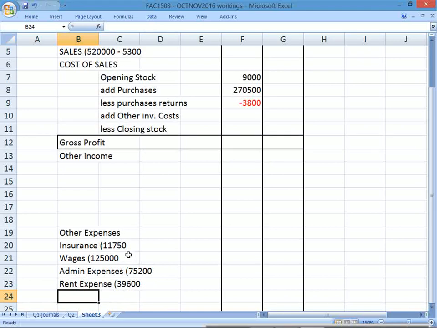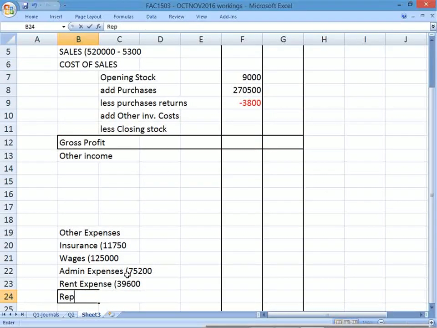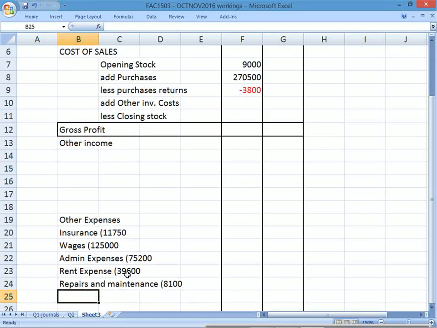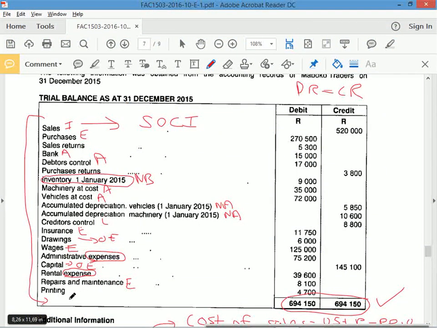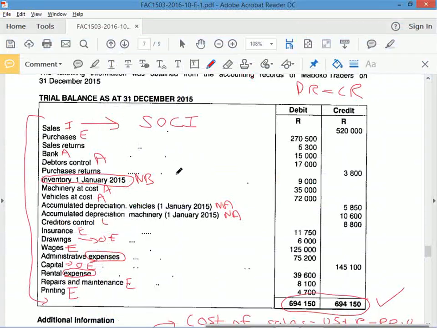Got that? Great. Next, repairs and maintenance. What is it? Good. Do I need it? Yes. 8,100. Repairs and maintenance, 8,100. Next, printing. Do I need it? Yes, it's an expense. Good. 4,700. Is that right? Great. Thanks. Okay, and that's it. There's all your easy marks.